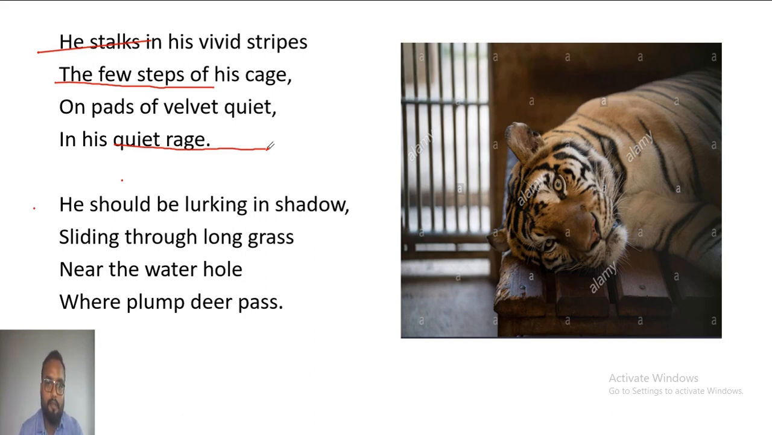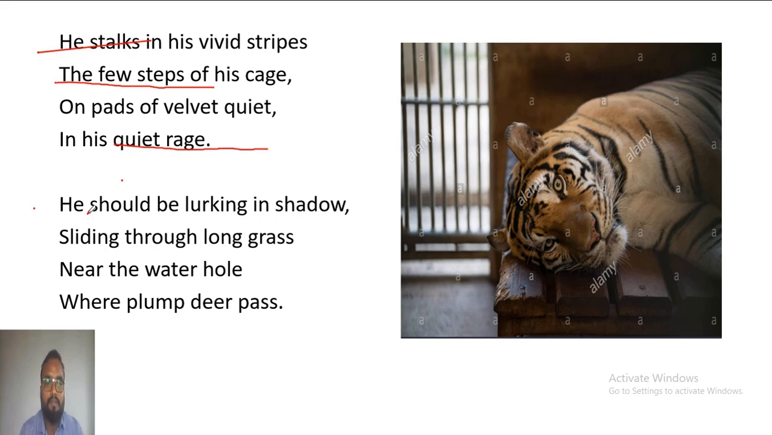So the first paragraph denotes the tiger in the zoo. The tiger is caged, and he is left with only one thing to do, that is walking in the cage in a silent manner.